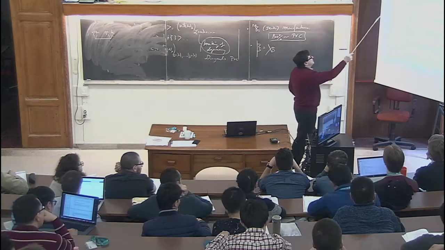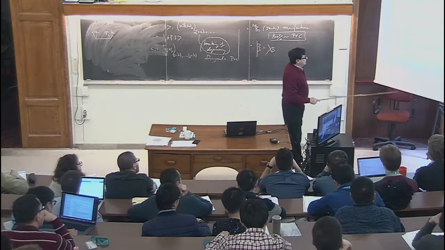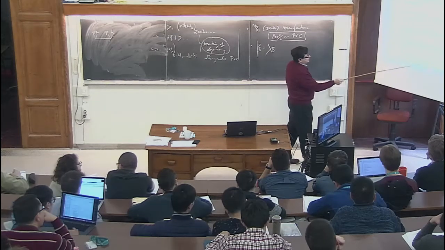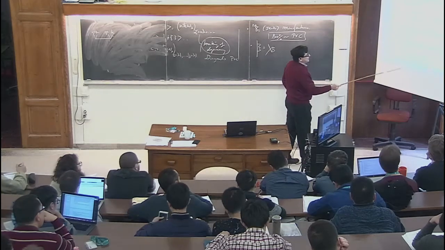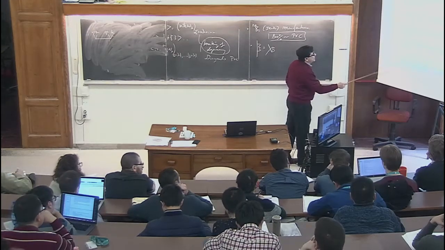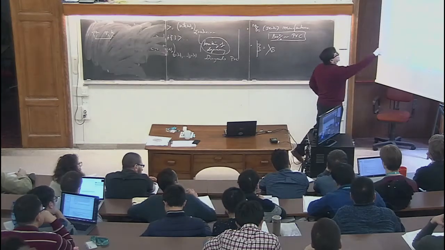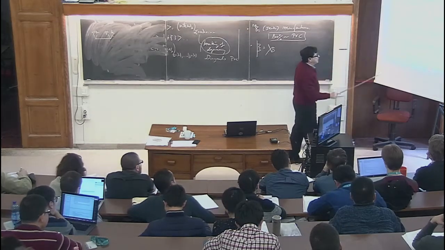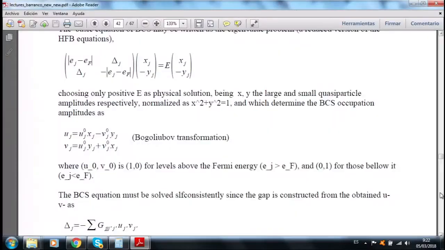And this BCS equation has to be solved self-consistently because the pairing gap depends, in the BCS equation and also in the Hartree-Fock-Bogoliubov, on the occupation numbers that you obtain from the equation through the Bogoliubov transformation. So these equations have to be solved consistently, and this is something similar to what you do with Hartree-Fock. Hartree-Fock also has to be solved consistently. In the case of BCS, you have something similar, but concerning the pairing field, the pairing gap.